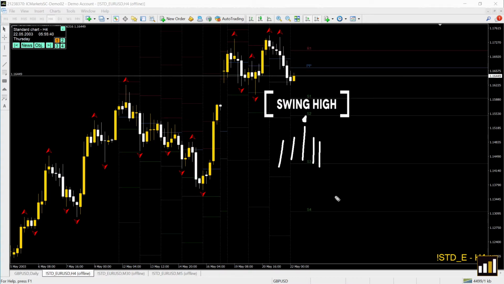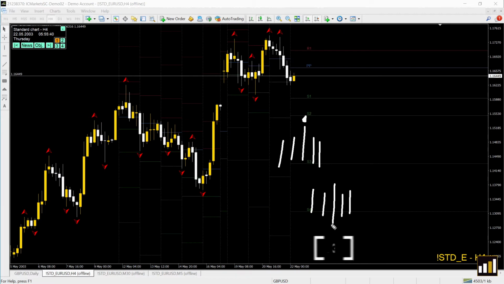And for the down fractal, you have two candles higher up than this one, and two candles formed higher up after that one. So then you'll get this fractal. So these here are the fractals.